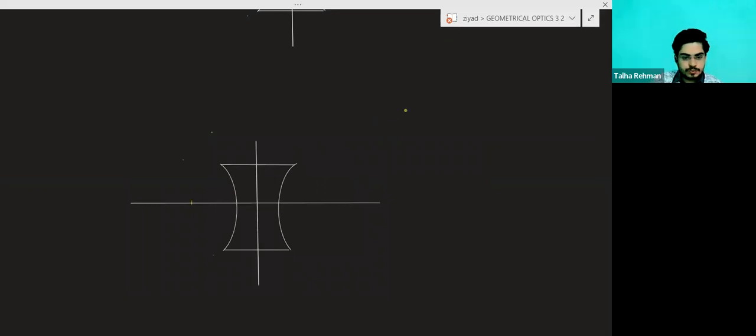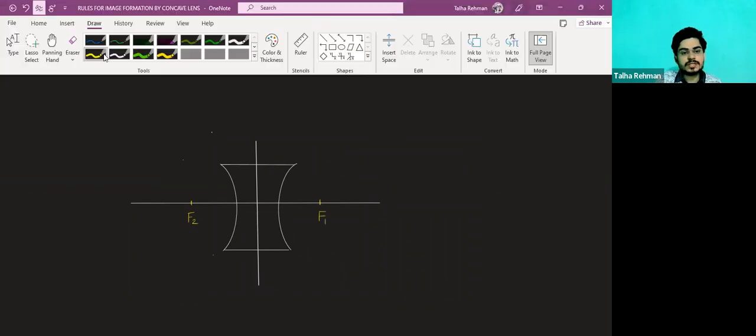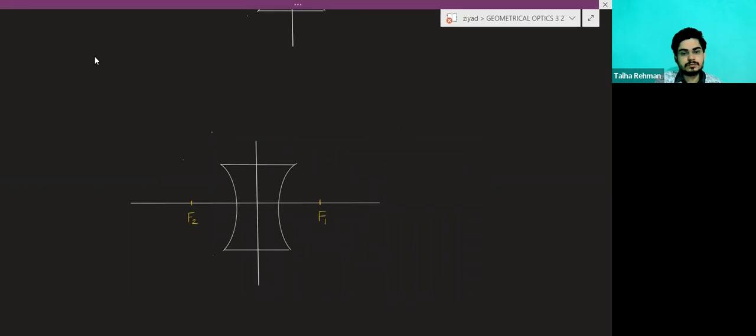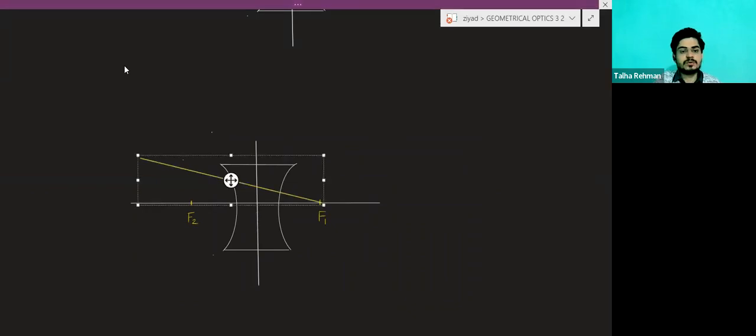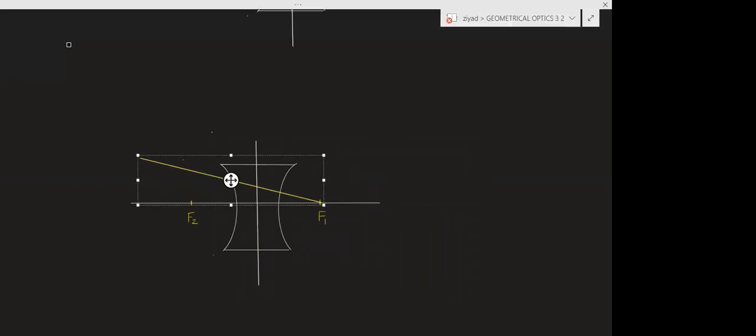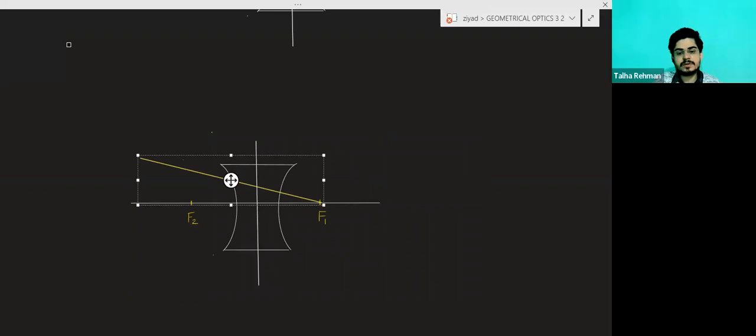This is F2 and this is F1. If a ray of light is going towards F2, like this, going towards F2. Yeah. So towards F2 means it will be like this.